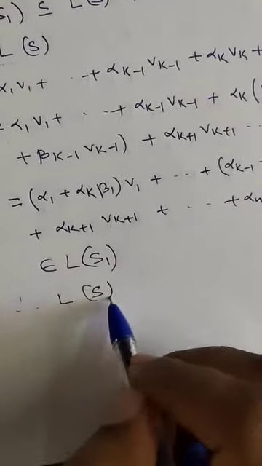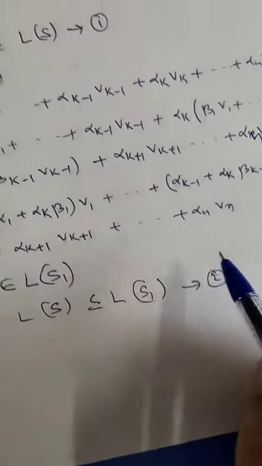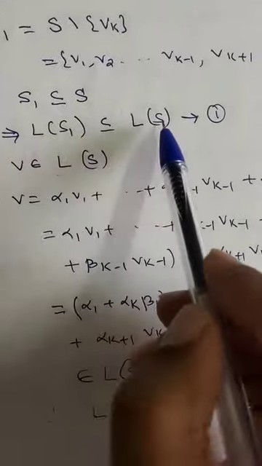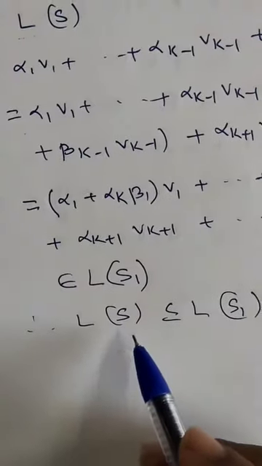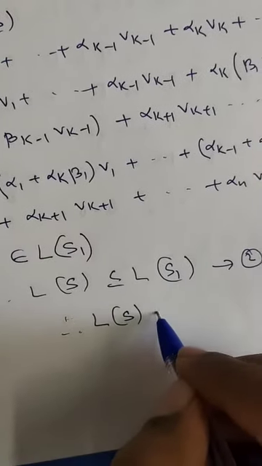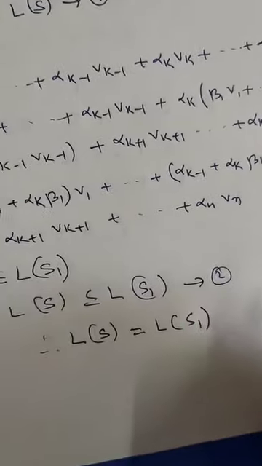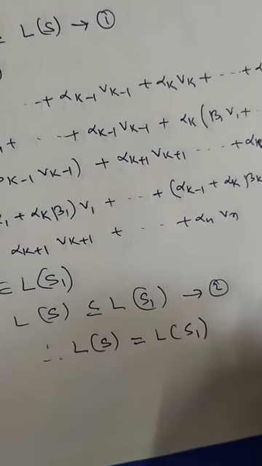L of S is contained in L of S1. So we call this number 2. Already we have shown L of S1 is contained in L of S, and now we have shown L of S is contained in L of S1. Therefore the linear span of S is the same as the linear span of S1.